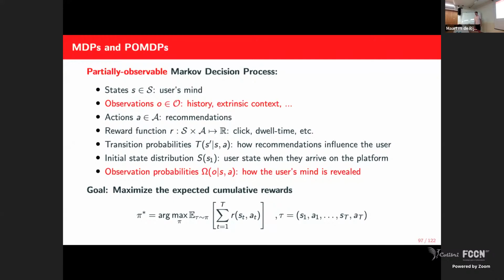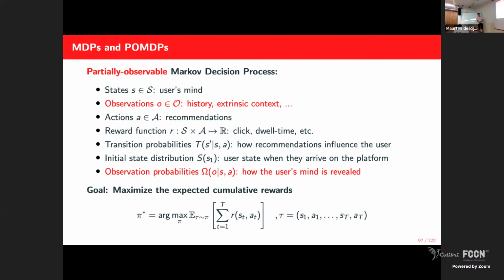Some definitions, always the same. So you have some states. These are all the possible states of the user's mind. You will take some actions, for example, recommending a movie. You will get some feedback. It can be a click, watch time, whatever you want. But what we add from before is the transition probabilities. And this is what describes how the user changes as a response to your recommendation. And of course, you also need an initial state distribution that describes the user when they arrive on the platform.